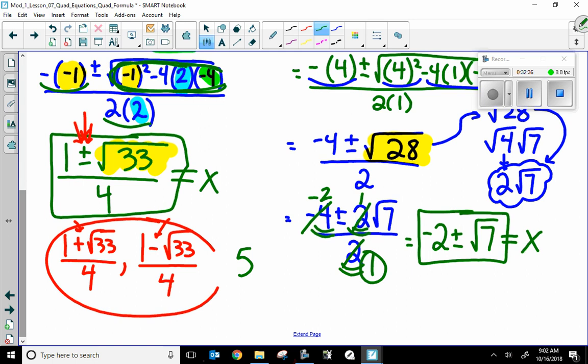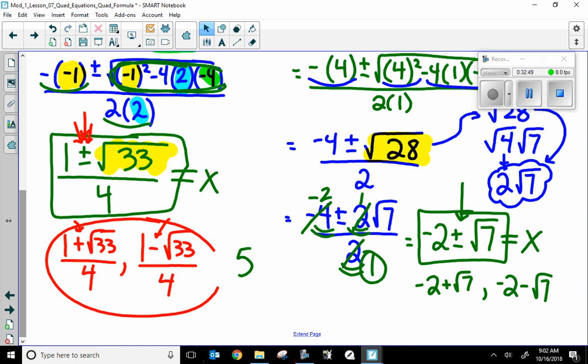And there are 2. It's negative 2 plus radical 7, and it's negative 2 minus radical 7. This is a good way to write it, though. You don't have to split it up. I'm just showing you what it looks like to split up.